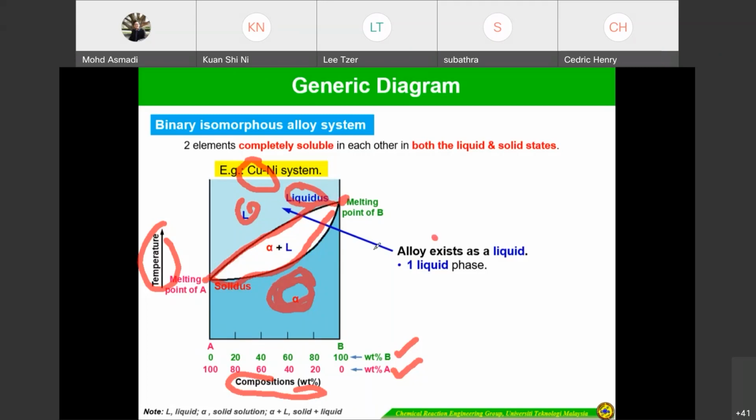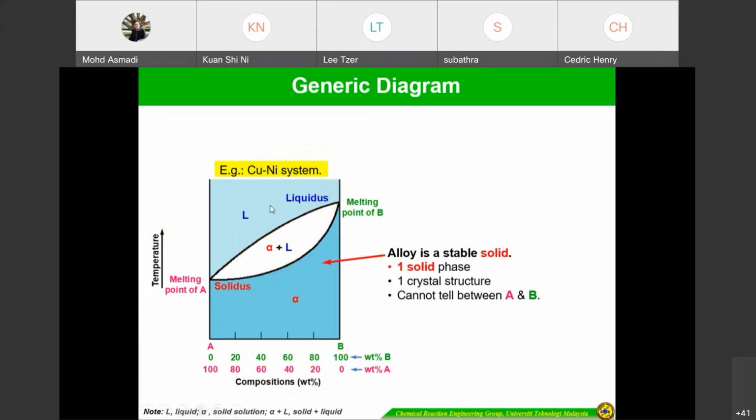So the alloy exists as a liquid. This is only liquid, only one phase. You have to remember that. And this one is only solid, with both copper and nickel. But we cannot tell between A and B here actually. How can we calculate this composition? That's why we need the lever rule. And then two phase, solid and liquid.